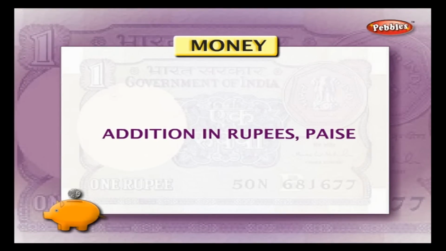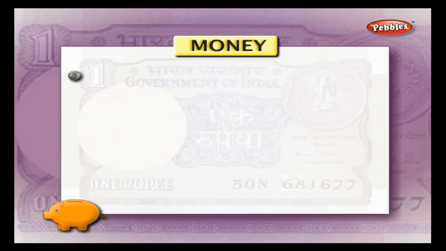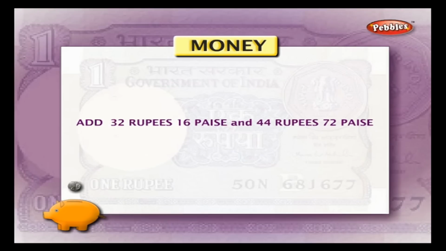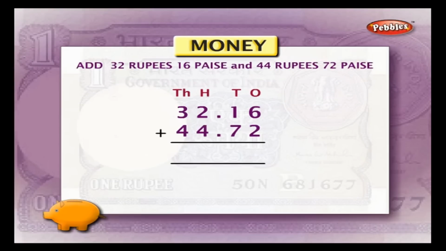Addition in rupees paise. Example 1. Add 32 rupees 16 paise and 44 rupees 72 paise. Arrange them in column. Do addition as we generally do the numbers. Add ones column first. 6 plus 2 is equal to 8. Write 8 below the ones column. Add tens column next. 1 plus 7 is equal to 8. Write 8 below the tens column.